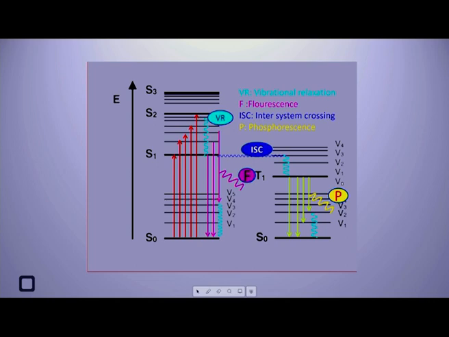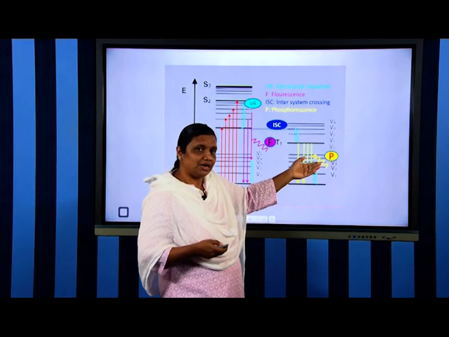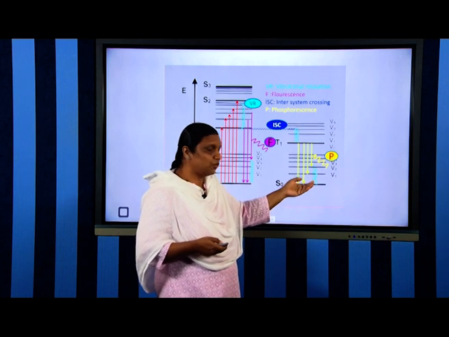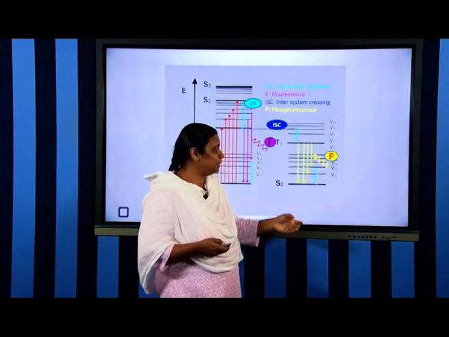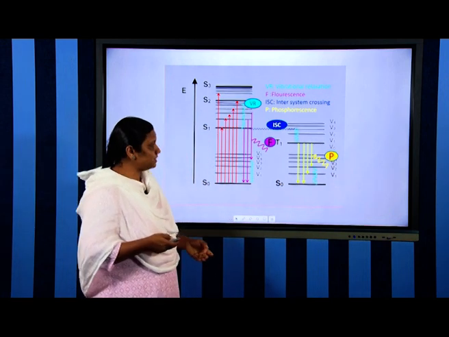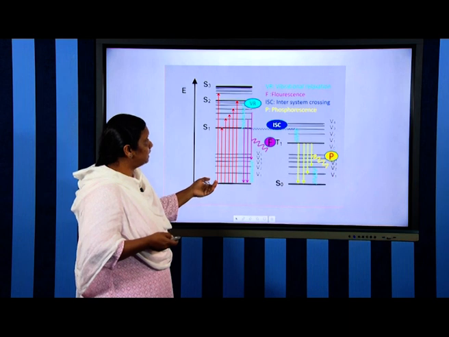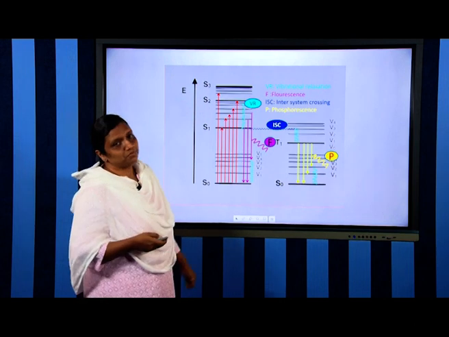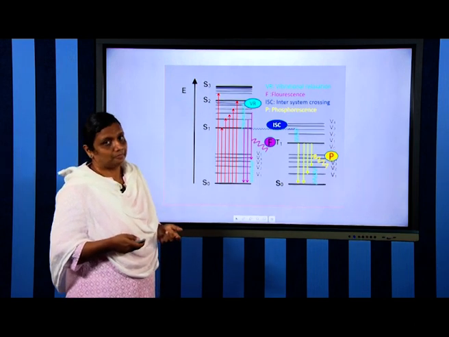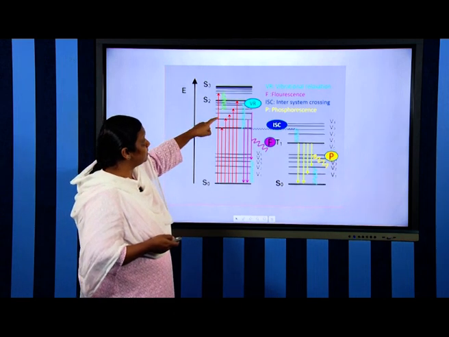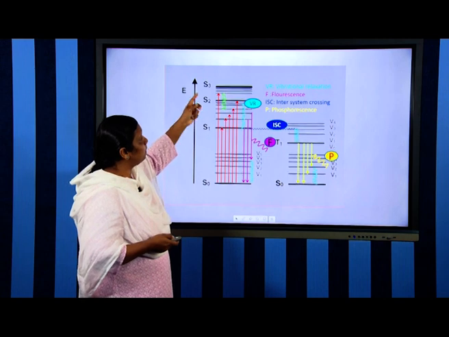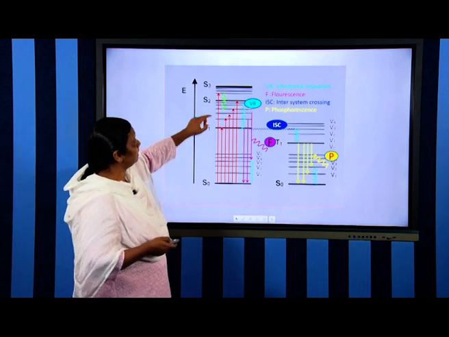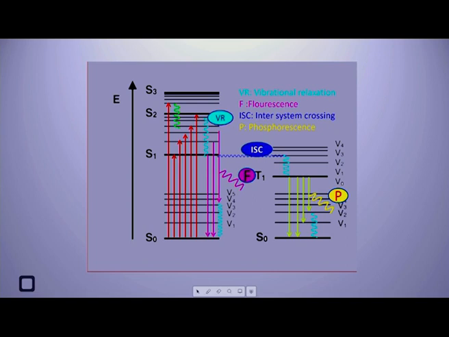Now, after phosphorescence, if the molecule is in the higher vibrational level of the ground state, it can come down to the lowest vibrational level of the ground state by vibrational relaxation. Now, another possibility is, from the ground state, the electron gains energy and goes to the higher vibrational level of the second electronic state. All right. From there, it comes down to the higher vibrational level of the first electronic state. So, here it is from V1 of S2, going down to V2 or V3 of S1. Now, that is called internal conversion.